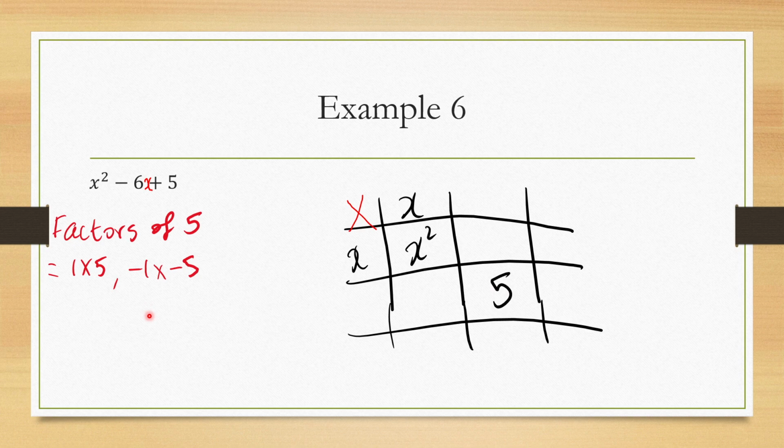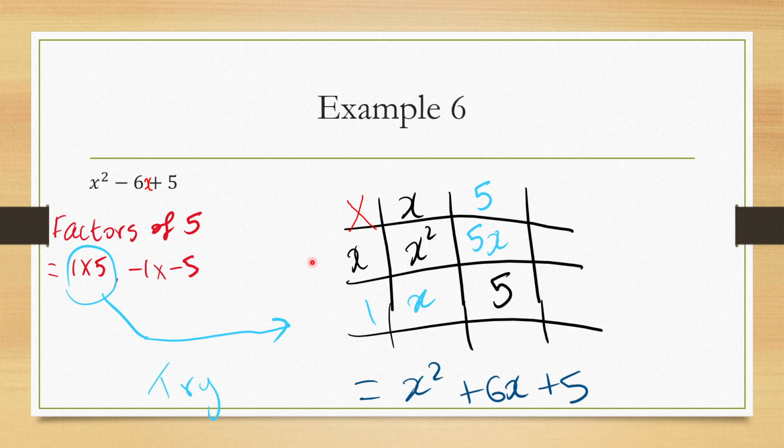So factors of 5. We're going to try 1 and 5. We're going to put the 1 here. That's going to be 1 times x, that's x. And put the 5 here, that's going to be x times 5, which is 5x. If you simplify this, it gives you x squared plus 6x plus 5. Well, from the main expression that we got, this is the wrong answer because this is plus 6, whereas this is minus 6.